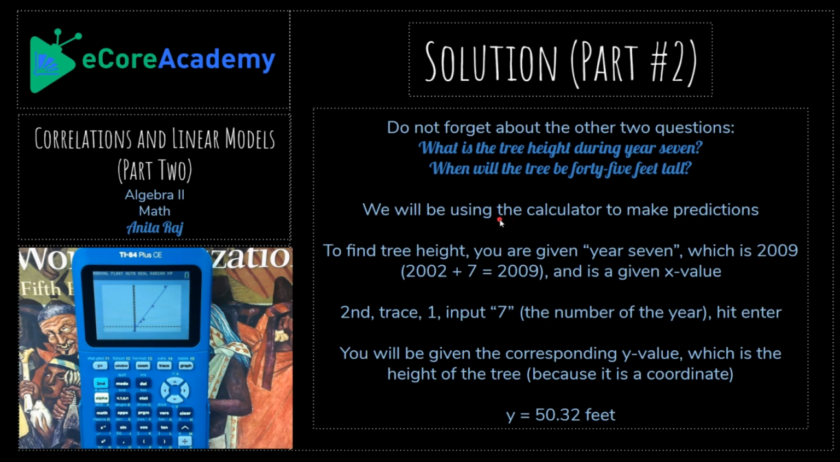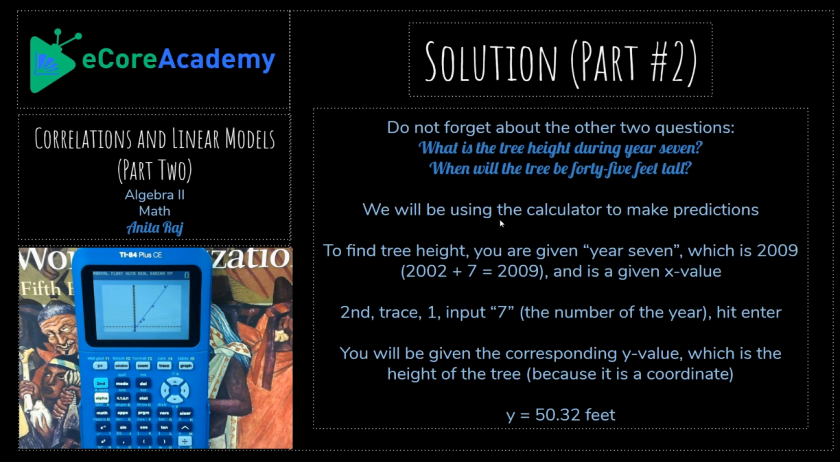Year 7 is 2009, because if you think about it logically, we assigned 0 to 2002. So if this is year 7, it's 7 years ahead of year 0, and 7 years ahead of 2002 is 2009. So 2009 is year 7, because 2002 plus 7 equals 2009. And that's the year we're trying to find the height of.